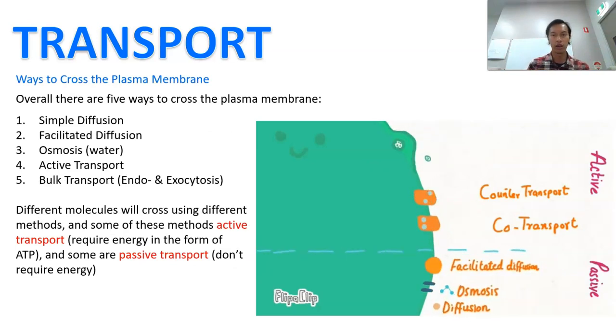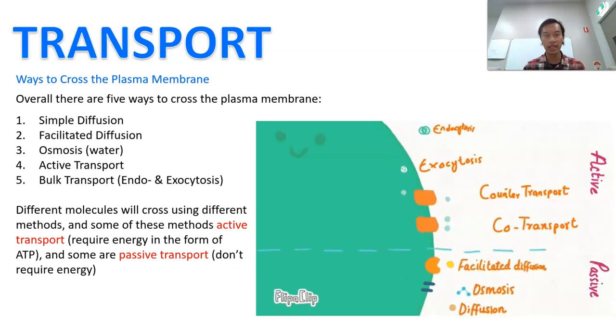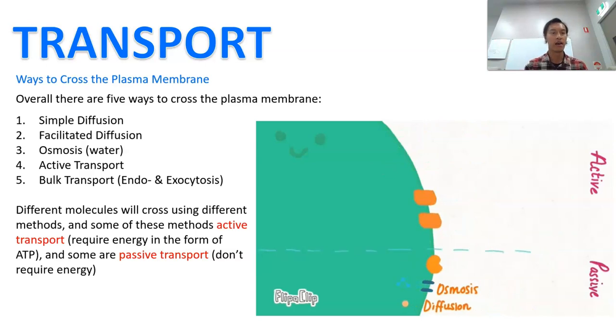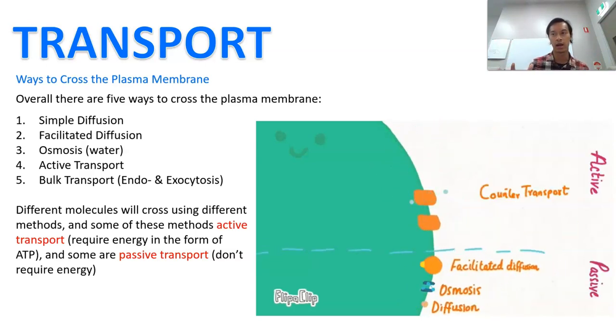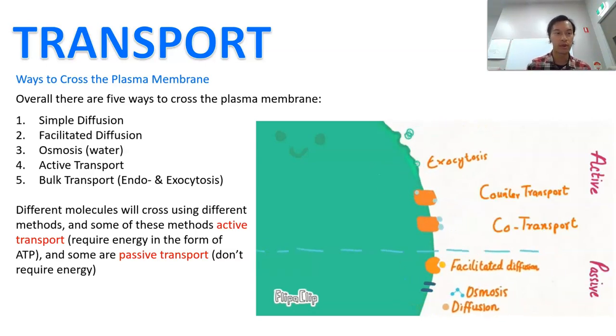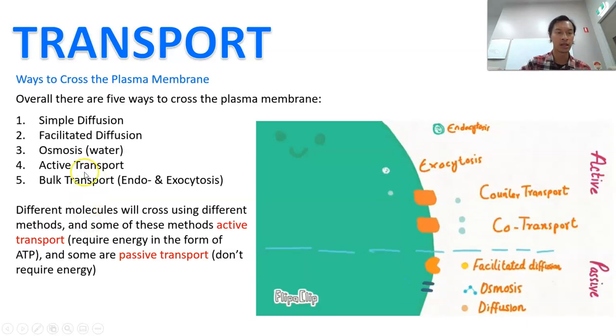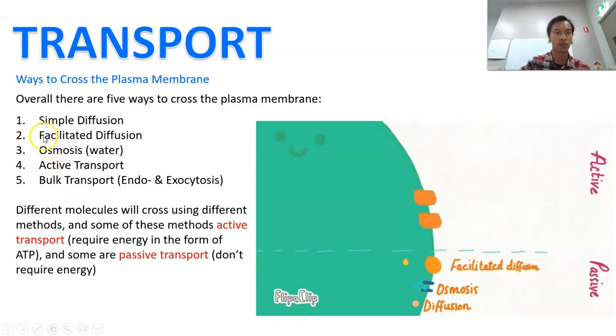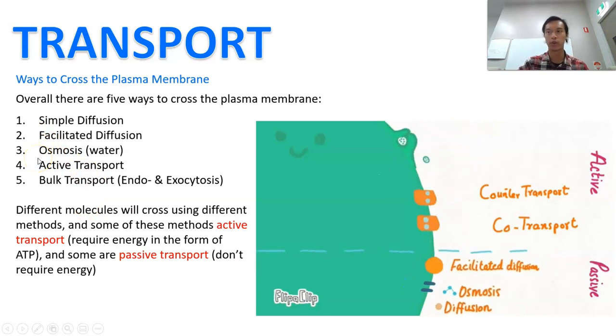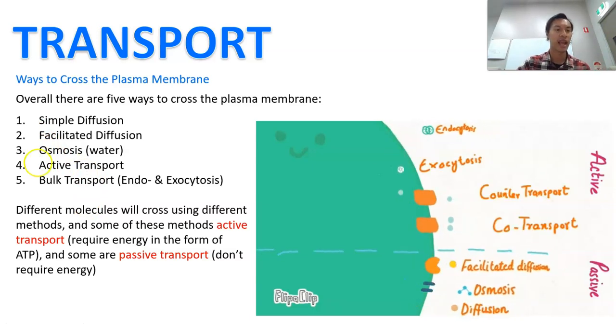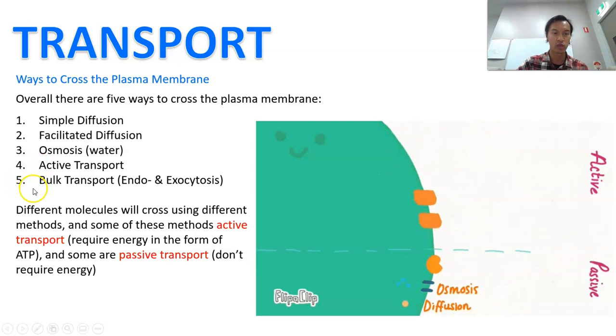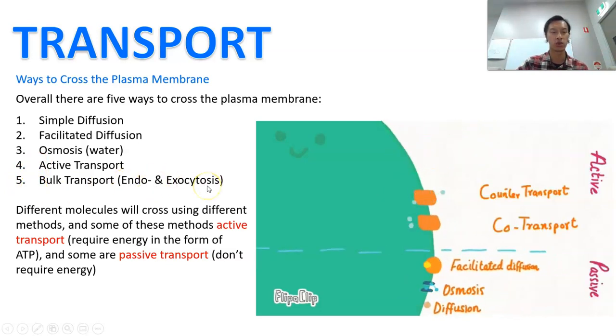Okay, here is an overview of those different ways, and we're going to cover 5 different ways that things go in and out of your plasma membrane. Most of them are kind of related. Simple diffusion, facilitated diffusion, osmosis, which is a special type of transport of water, active transport, and bulk transport, which comprises endo and exocytosis.